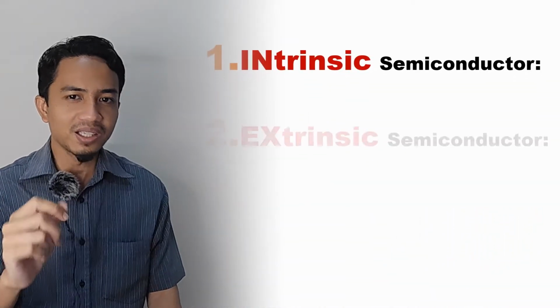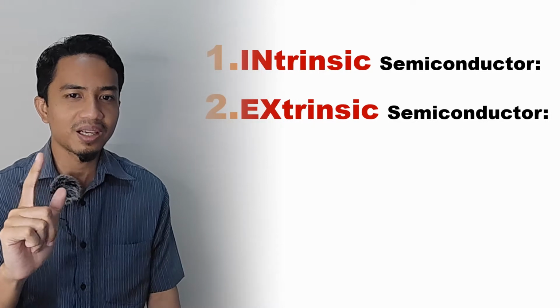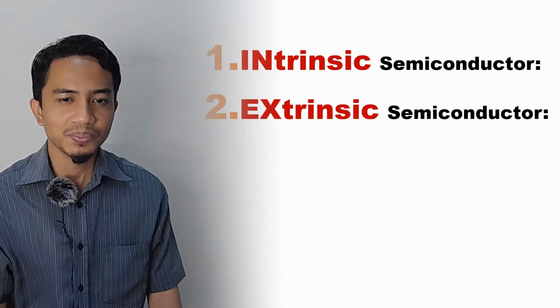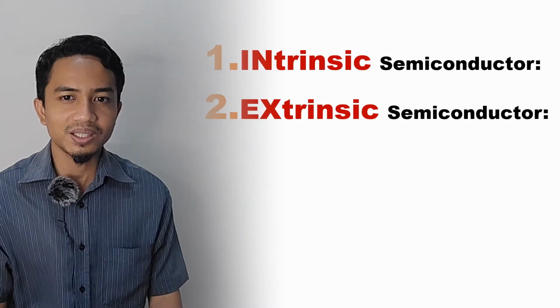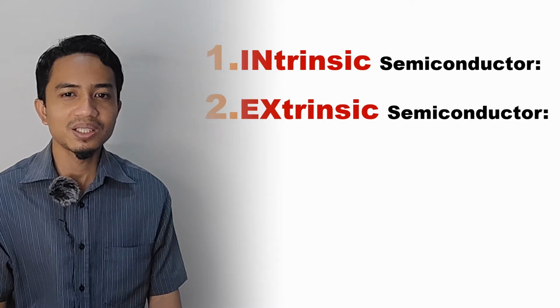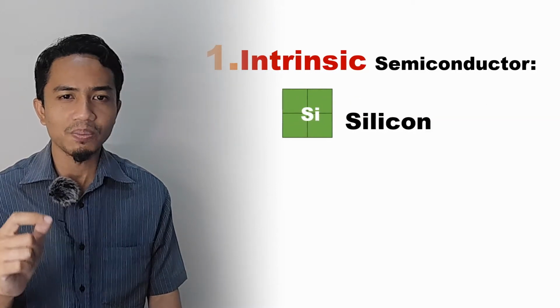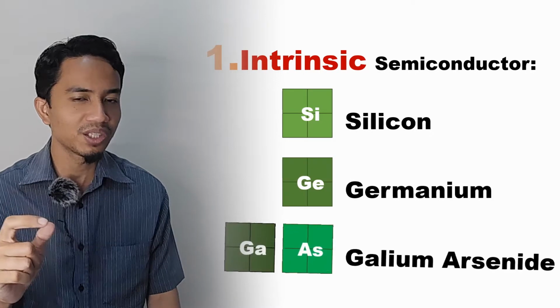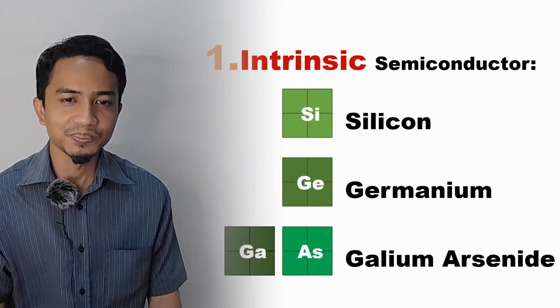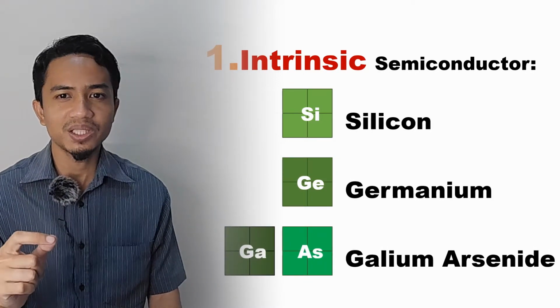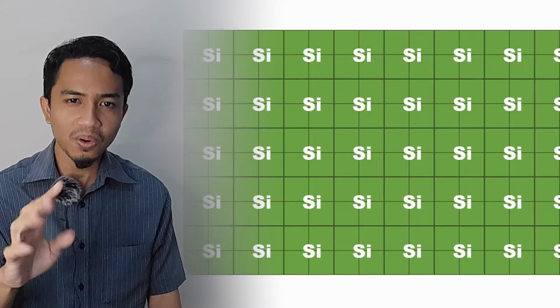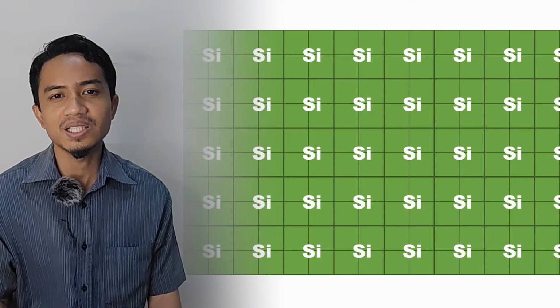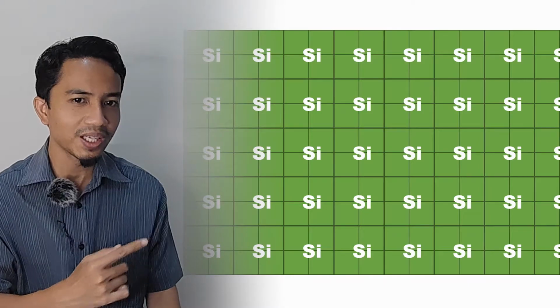To answer this question, we need to know that there are two types of semiconductor materials, the intrinsic semiconductor and the extrinsic semiconductor. The intrinsic semiconductor is a pure semiconductor material usually made up from either silicon, germanium, or gallium arsenide. Silicon or germanium, for example, have 4 valence electrons that can easily bond together like shown here.